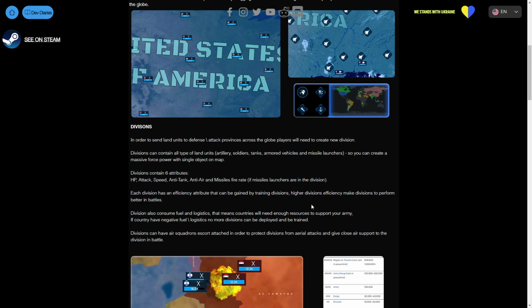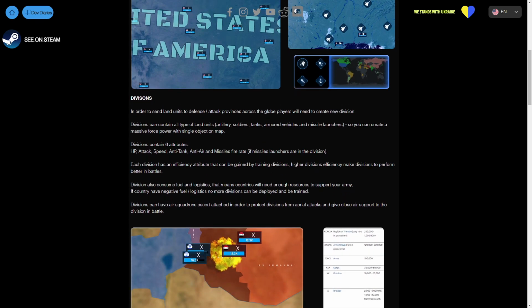Higher division efficiency makes divisions perform better in battles. A division also consumes fuel and logistics. That means countries will need enough resources to support their army. If the country has negative fuel and logistics, no more divisions can be deployed or trained. Divisions can also have air squadron escorts attached in order to protect them from aerial attacks and give them close air support in battle.